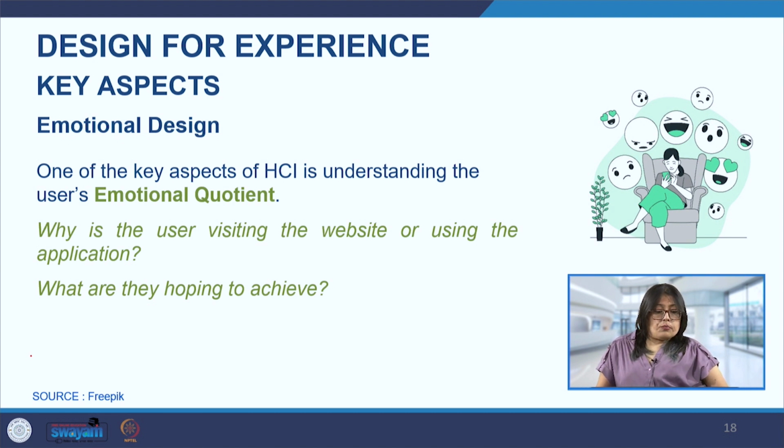Now, one of the key aspects of human computer interaction is to understand the user's emotional quotient, where the user is on this scale of emotion. If we convert this into a question, we can say: why is a user visiting the website or using the application? What makes the user go to a certain application again and again for purchase? There may be two other similar applications, but the user is going only to the first one again and again. So why is that? And what are they hoping to achieve? What is it that they want?